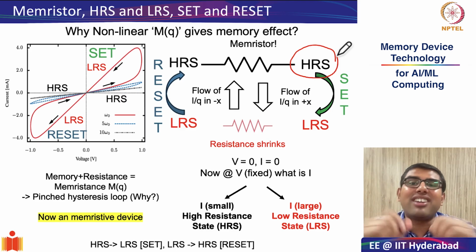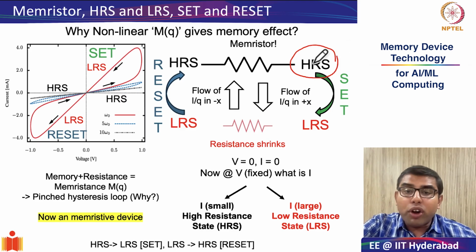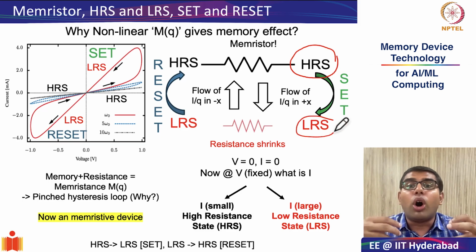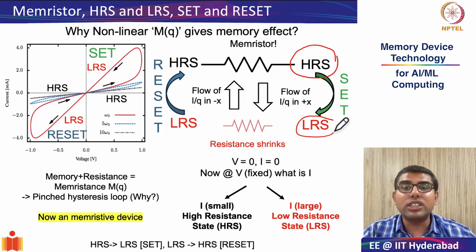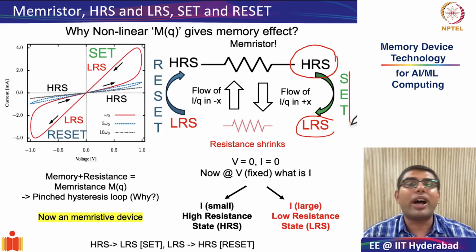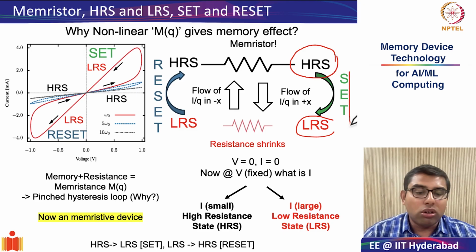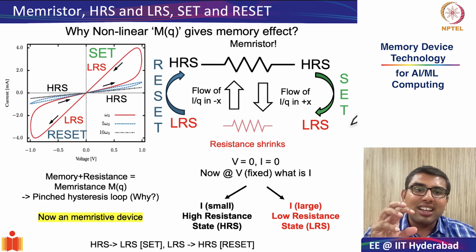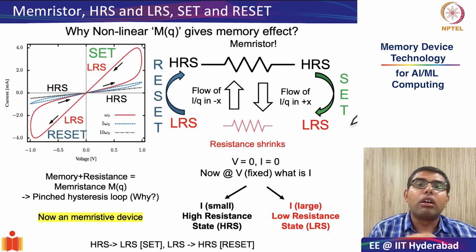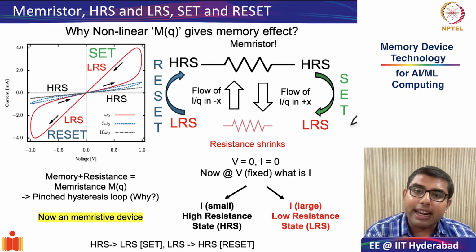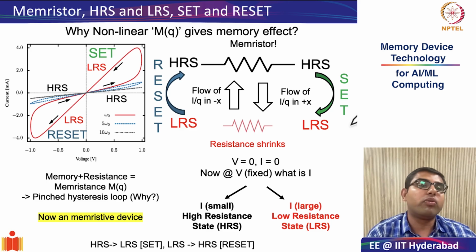So memristors generally have an insulator as the active element. Therefore, naturally it is in the high resistance state. So moving from the natural, as-fabricated high resistance state to the low resistance state is called the set. And taking it back from low resistance state to high resistance state is called reset. So please remember these terms. In the low resistance state, the memristor flows a large amount of current. In the high resistance state, the memristor flows a very small amount of current. And the transition from HRS to LRS is called set, and LRS to HRS is called reset.